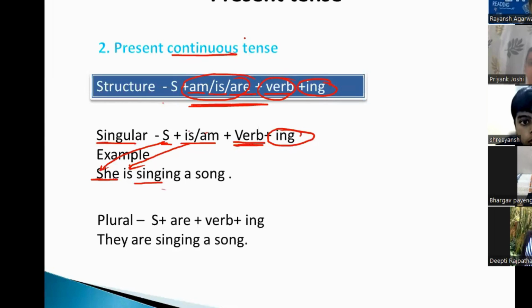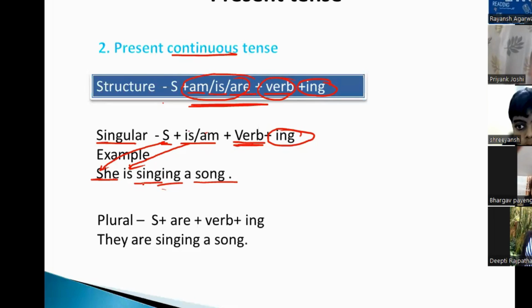Always remember, whether it is past continuous tense, future continuous tense, or present continuous tense, when you come across the word continuous, you have to put ing to your main verb. So sing plus ing, that is singing. So she is singing a song, she is doing her homework, like that.